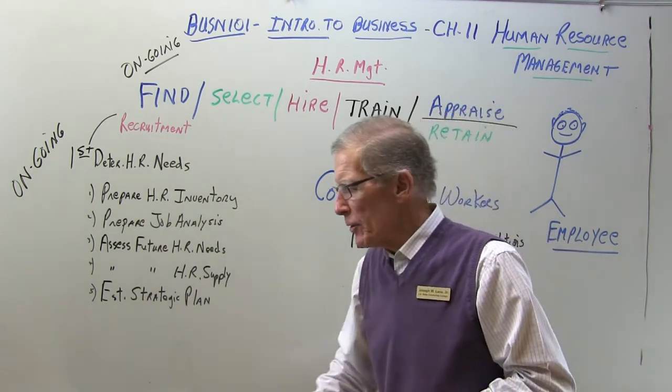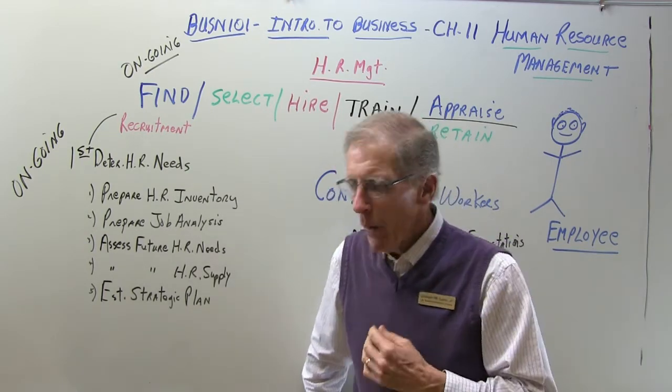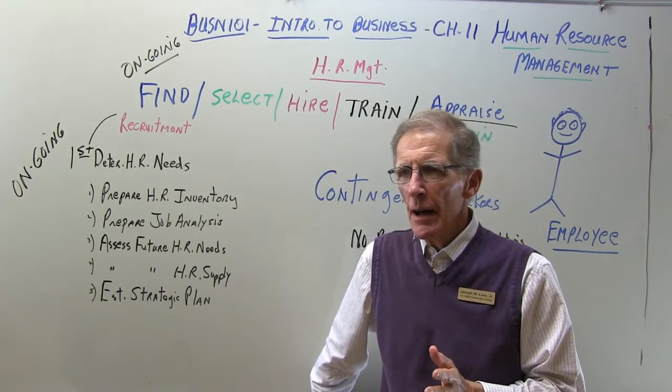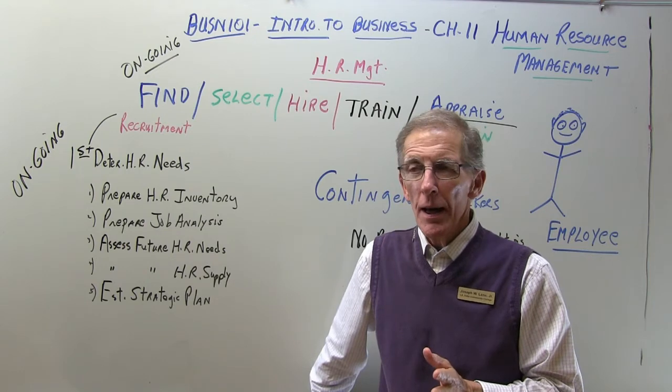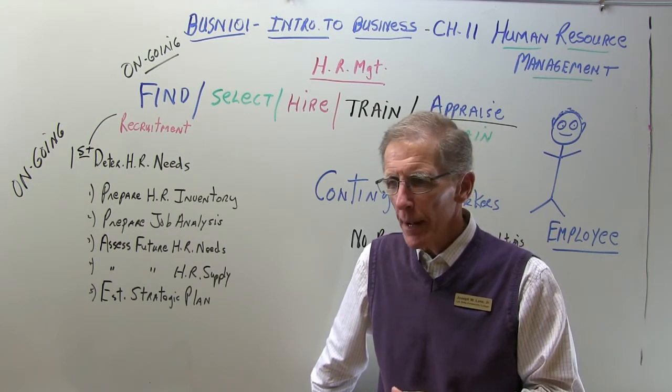Okay. Let me mention one more thing about contingency or part-time workers. We would be in serious trouble here at Delta in our business school if we didn't have some contingency workers. We call these adjuncts or part-time professors.